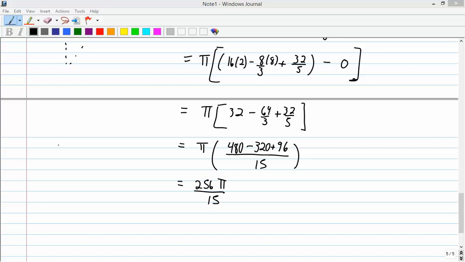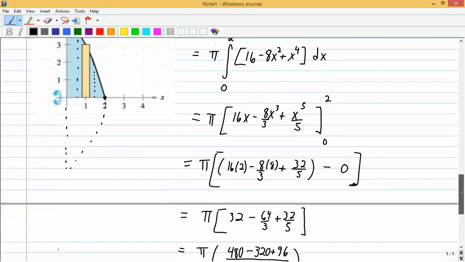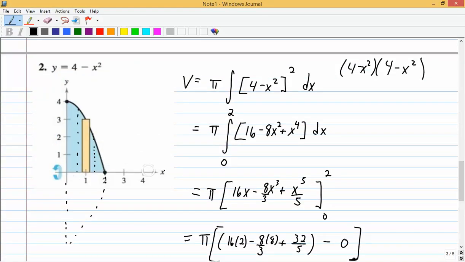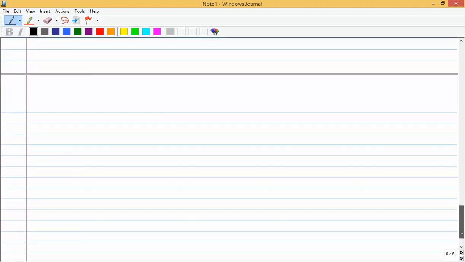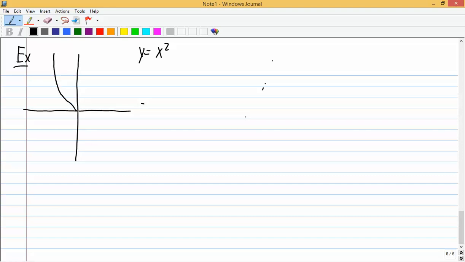Alright, let's look at a problem where instead of revolving about a horizontal axis, we revolve about a vertical axis. So let's say that we had this figure. So we have y equals x squared, just a U-shaped graph opening upward, should be symmetrical.